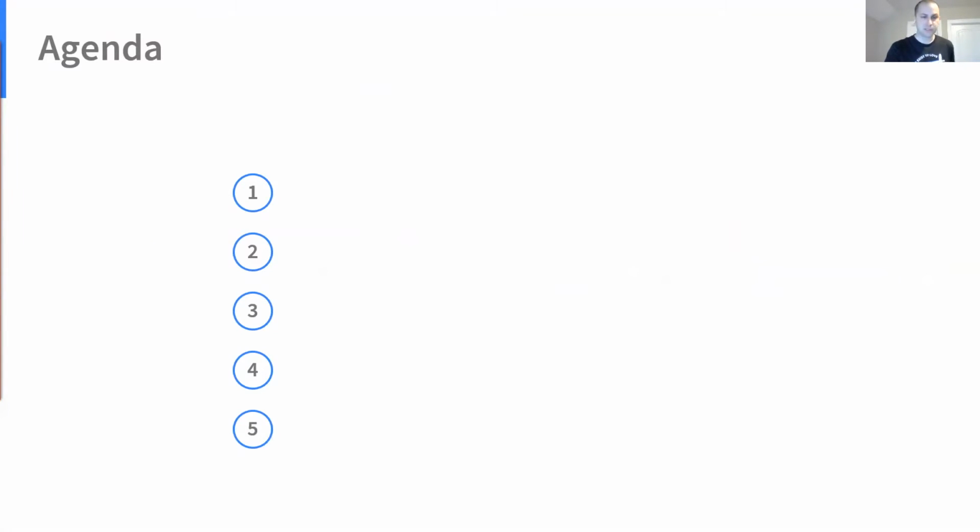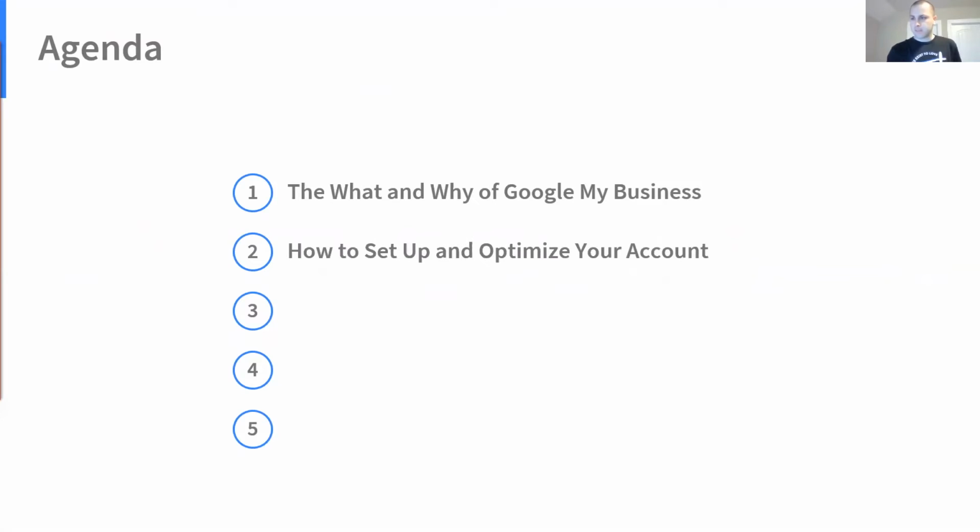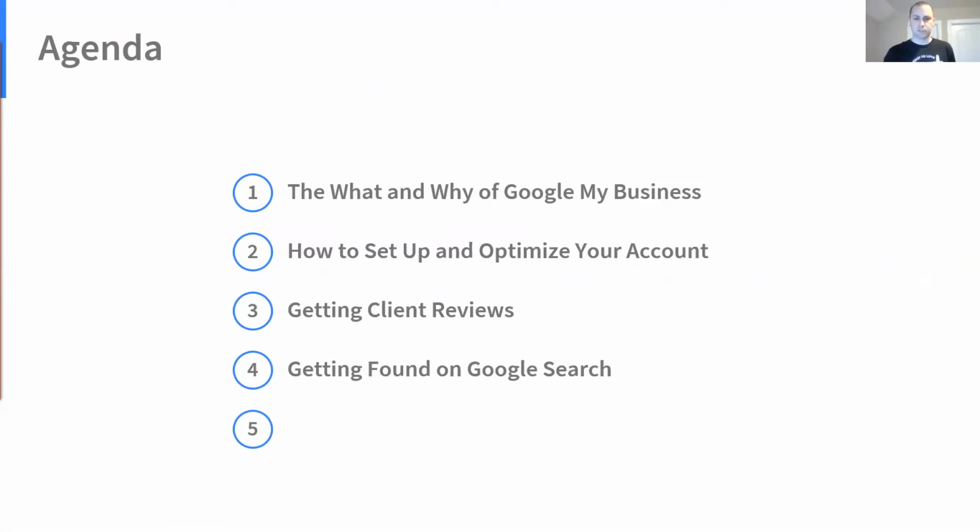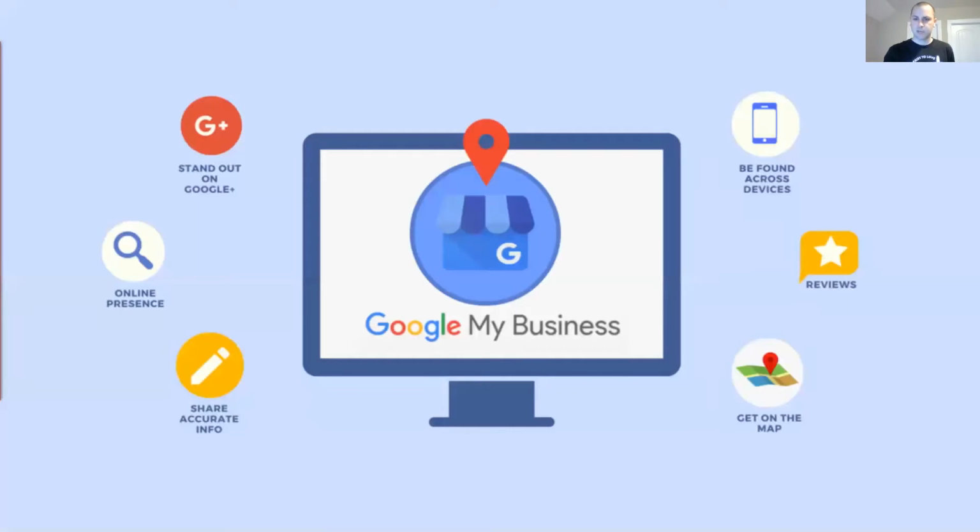So let's review our agenda for today. The first agenda item is the what and why of Google My Business. The second is how to set up and optimize your account, getting client reviews, getting found on Google search, and Google Insights. So we'll go further into those as we move forward here.